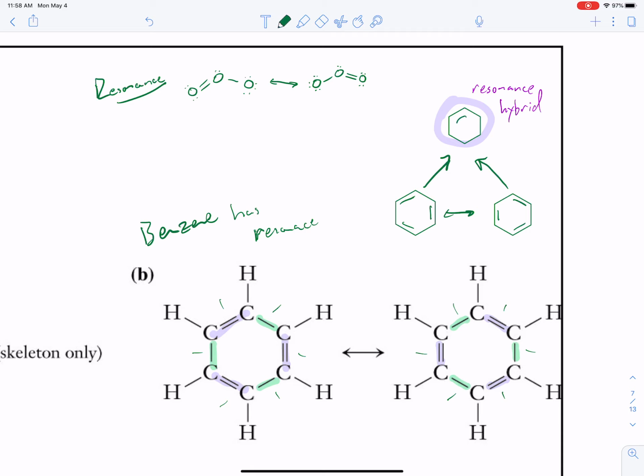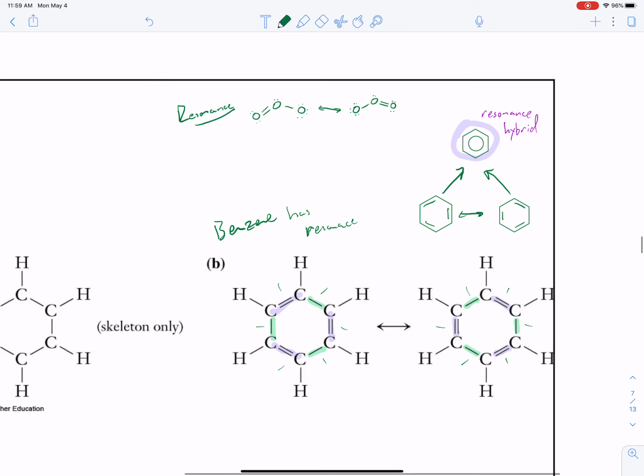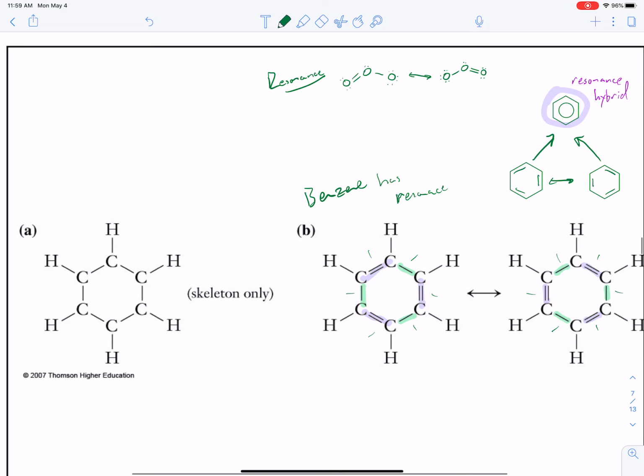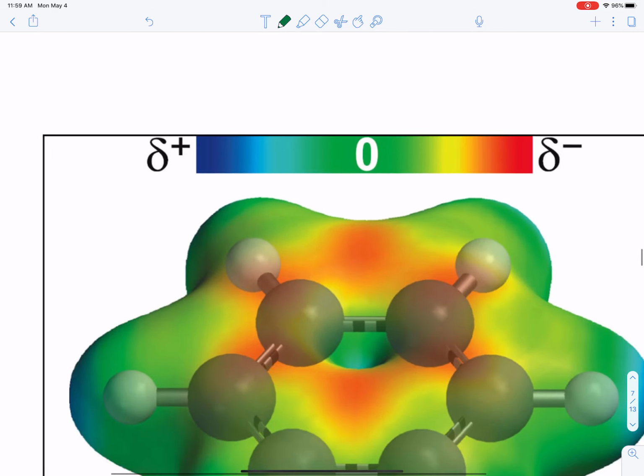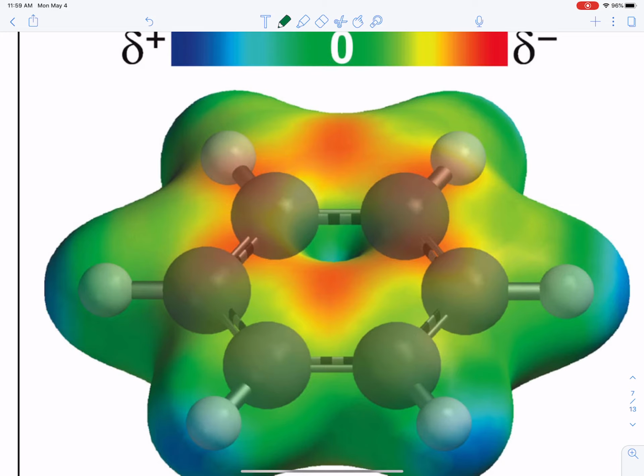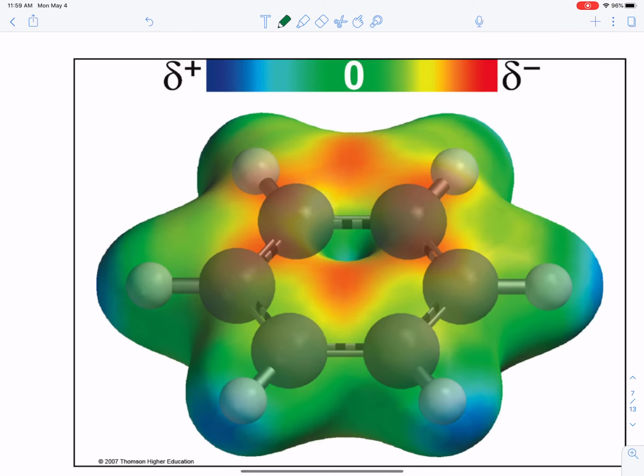I'll draw it better. How about that? There we go. There's our resonance hybrid for benzene. A circle inside a hexagon. So resonance can occur in organic chemistry as well. And when we look at that, we start to see that the electrostatic map shows a lot of electron density around the center of the benzene and a lot less electron density around the outside.